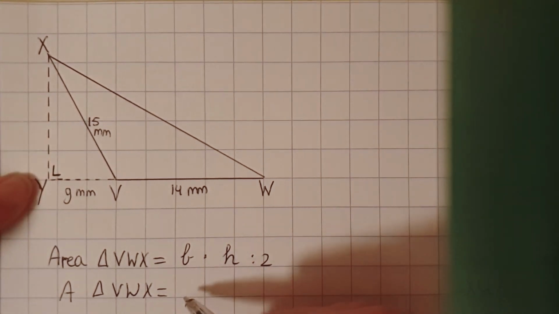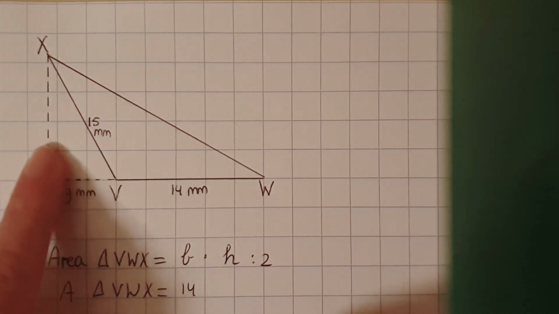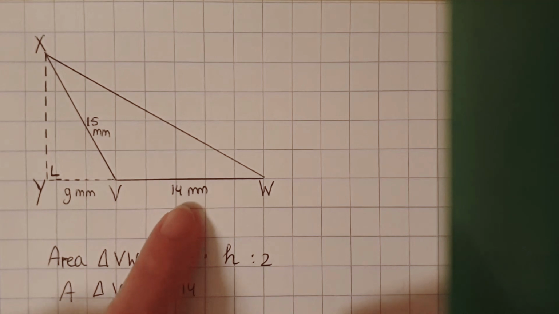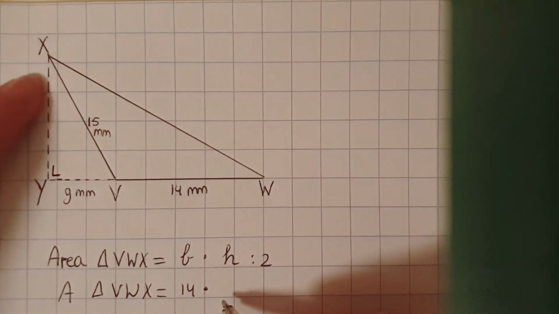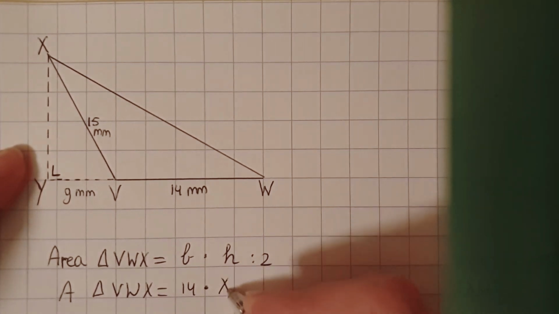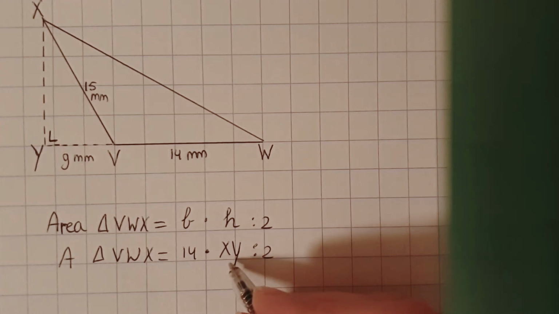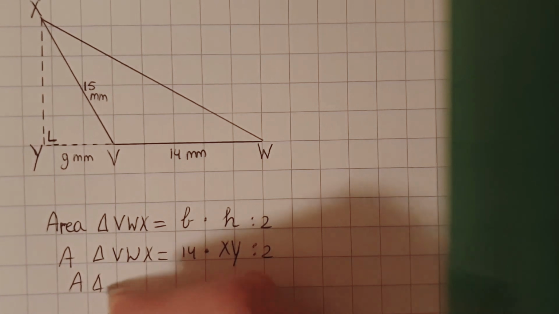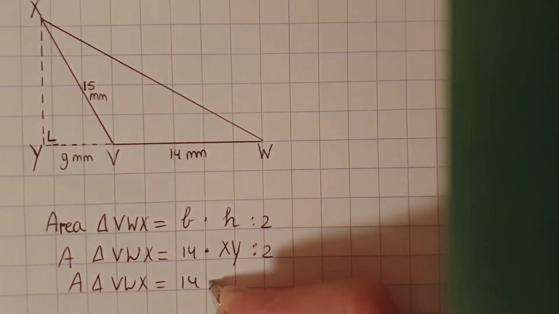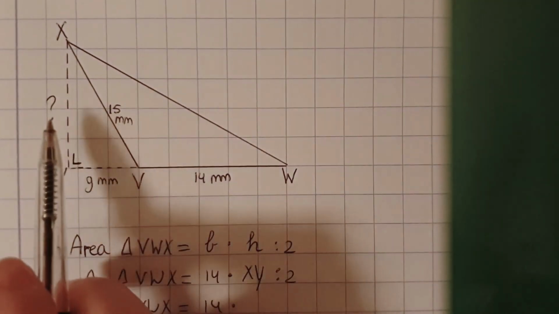Now, let me write it down. The base is 14, not 14 plus 9. No, this is just air. It has nothing to do with this triangle. So it's only 14 times the corresponding height, which is XY. I don't know what it is, so let me just write down XY. Then I will fill this in later, okay? I find that handy because sometimes you forget what you're calculating, and now you know that you want to calculate XY. So area, let me just write it down one more time. And now I'm going to leave it open, question mark here. Let me focus on this now.